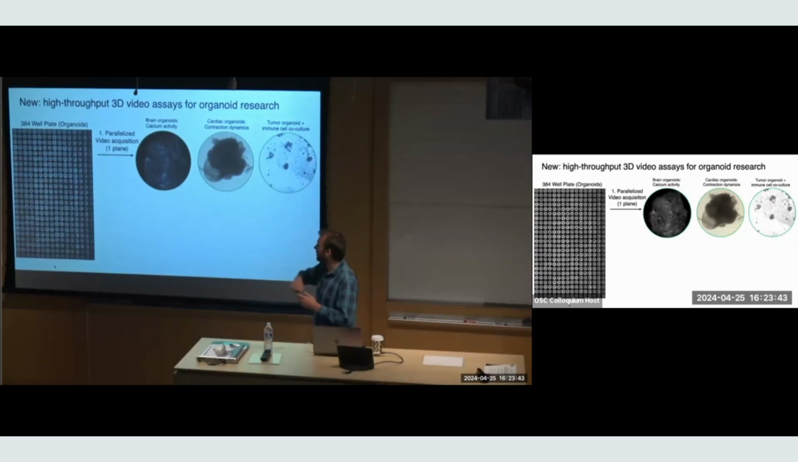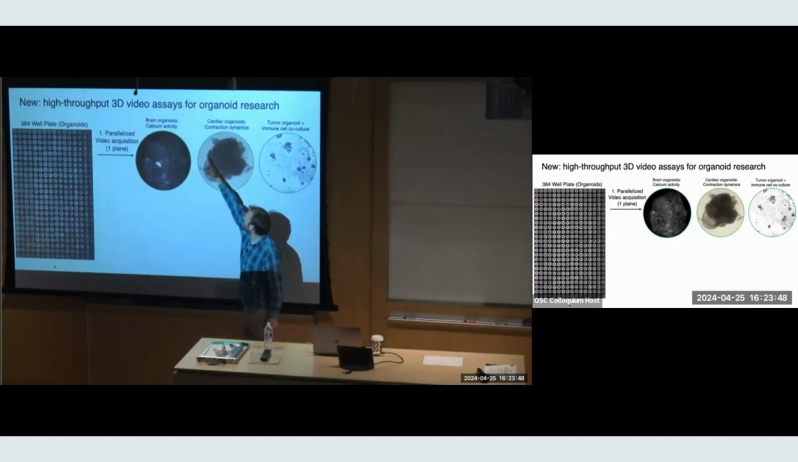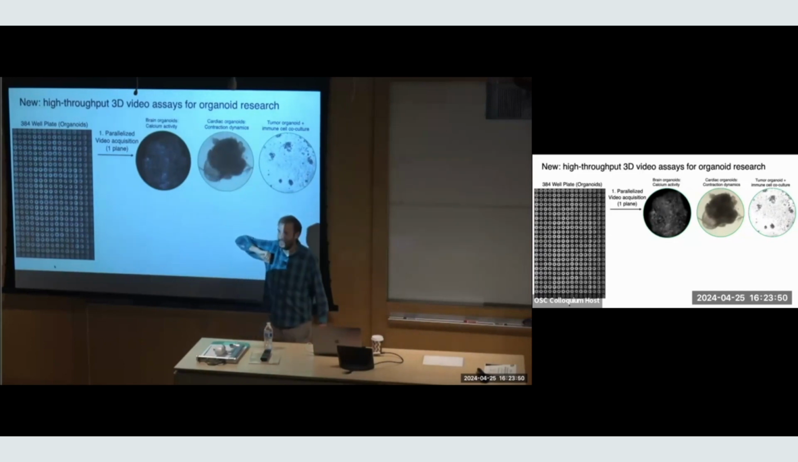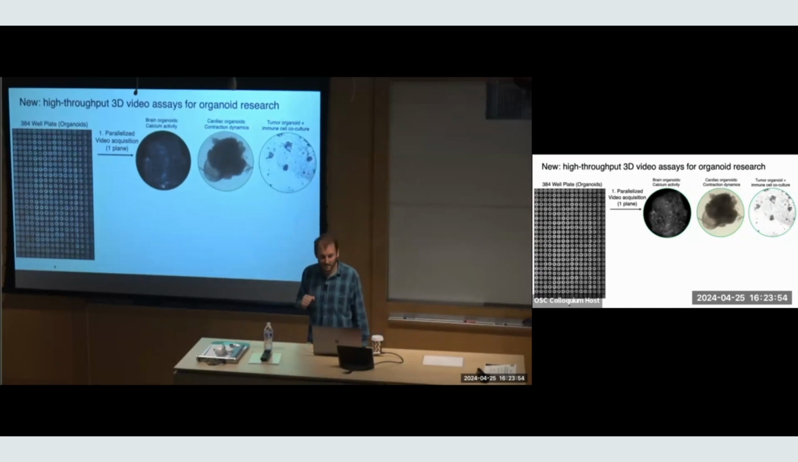So that's what you're seeing there, firing neurons. This is a cardiac organoid. You can see it's moving a little here. That's its beating, right? So it mimics the kind of contraction events that our own heart goes through.